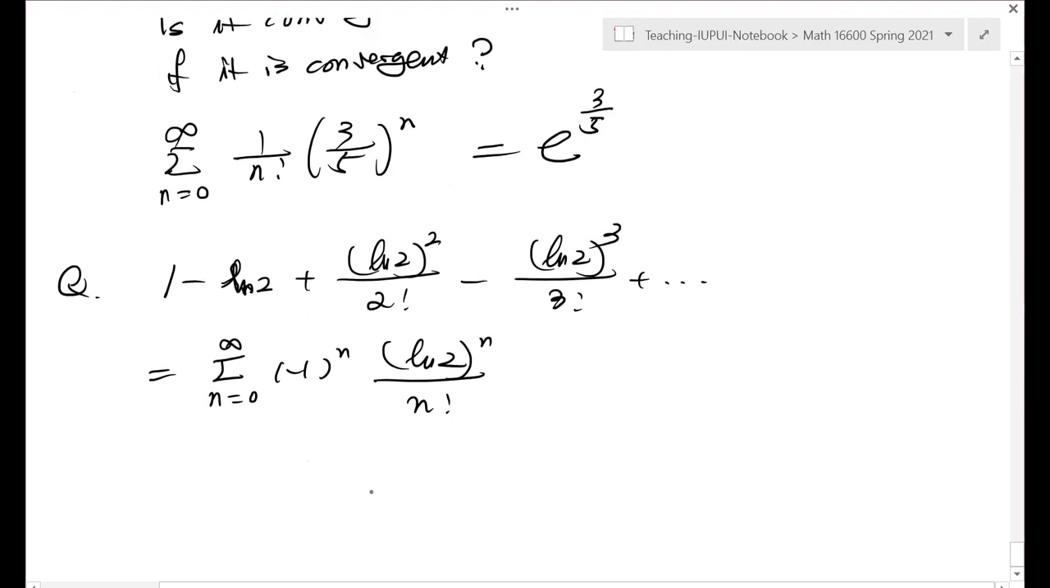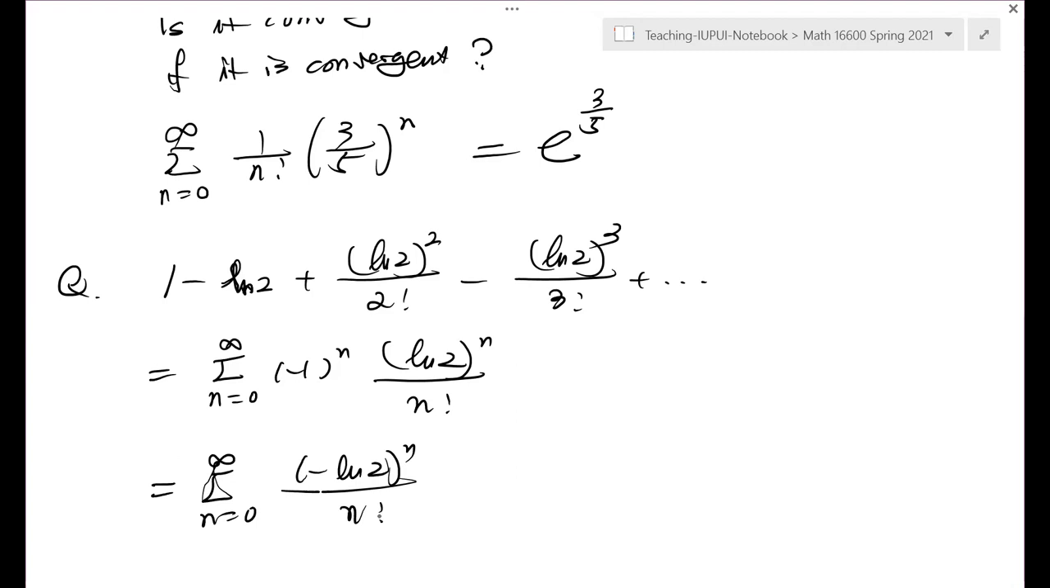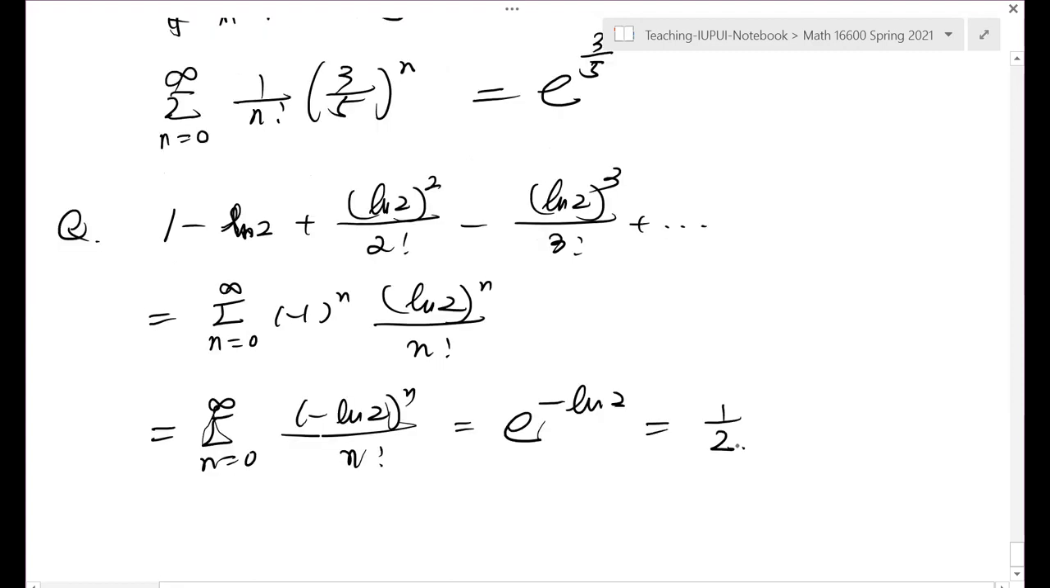So again, this is going to be in the form of x to the n over n factorial. So this is the power series for the exponential function, right? So that's why it states e to the negative, right? x here is negative natural log 2. So finally, this is going to be 1 over 2.